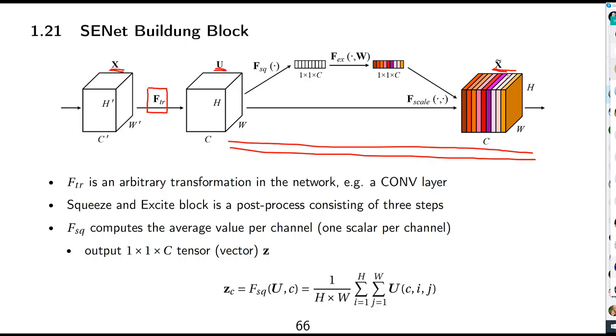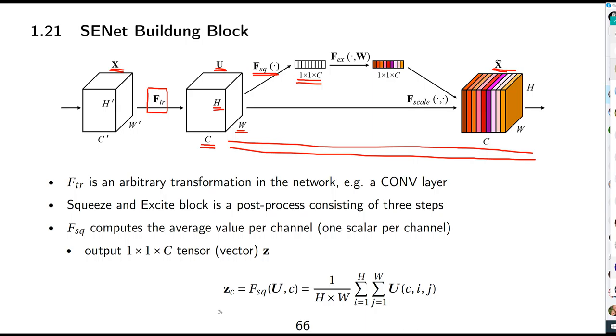The post process consists of three steps. The first step is squeeze. Squeeze simply computes one average value per channel. This is similar to other normalization blocks that we have seen, where first some channel average is computed. The tensor U has C channels, and taking one average per channel gives us 1 times 1 times C as a vector. So we have C scalar values in this vector. Each channel, again, has H and W as width and height. So for each of these C average values, we are summing up width times height number of scalars and divide by width times height.